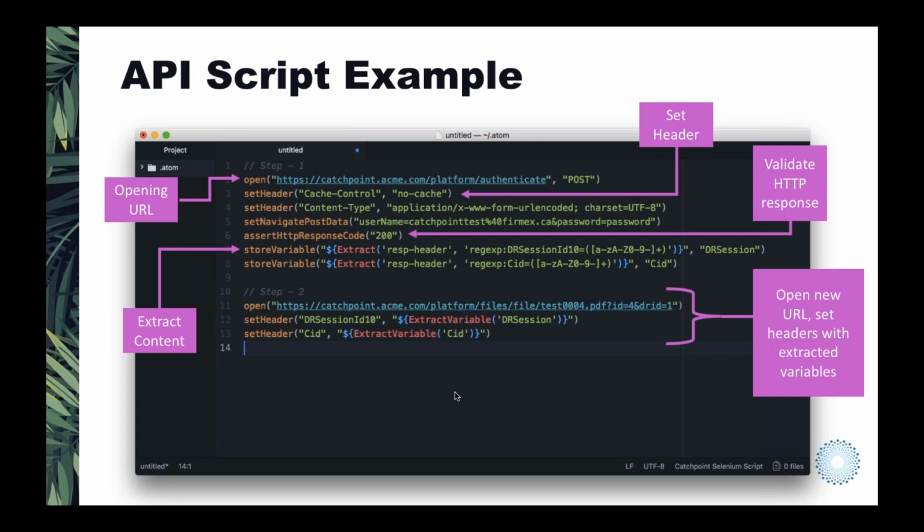So this is quite a complex example, but it just shows you how flexible the API scripting capabilities are. And it also shows you that it's not just hitting an endpoint and checking whether the endpoint is up. We're communicating with the endpoint, we're talking with the endpoint, we're getting responses back, and we're using those responses to formulate subsequent requests to the API endpoint in question.